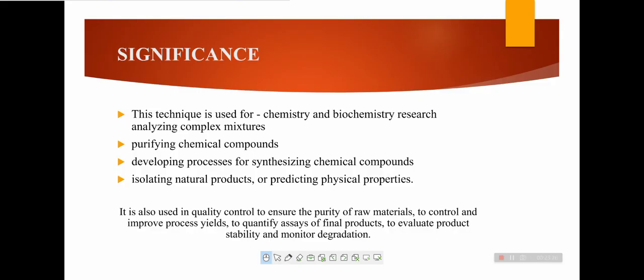waste container for removing out the mobile phase waste. The significance of HPLC is that it can be used for chemistry and biochemistry research for analyzing complex mixtures. It is used for purifying chemical compounds. It is used for developing processes for synthesizing chemical compounds and to isolate natural products or predict the physical properties of a natural product. It is used to quantify assays of final products, to evaluate the product stability and monitor degradation. So that is all about today's session.